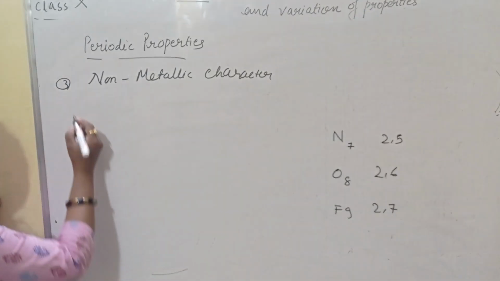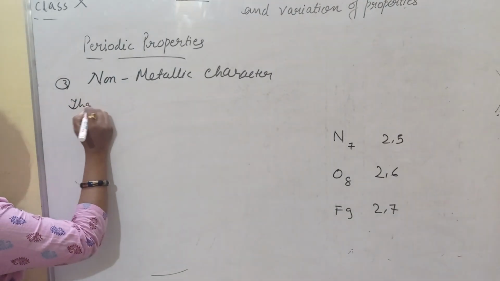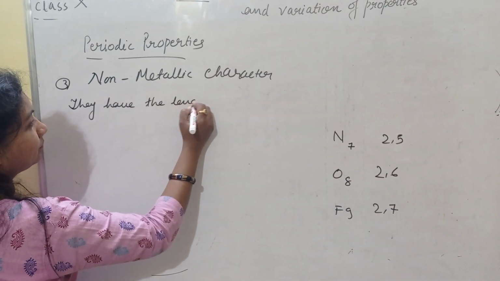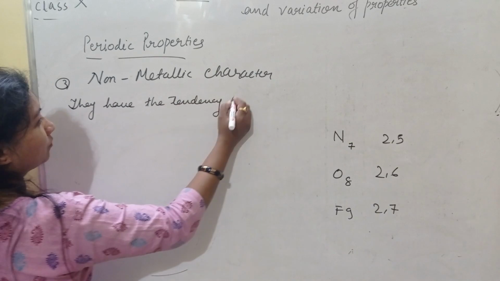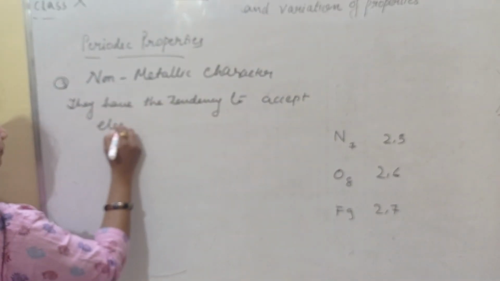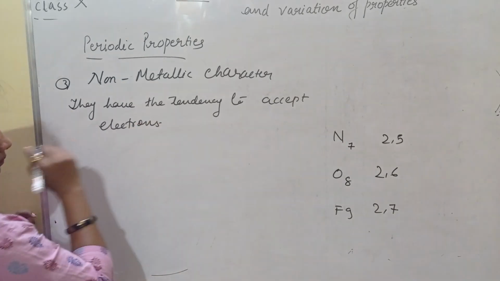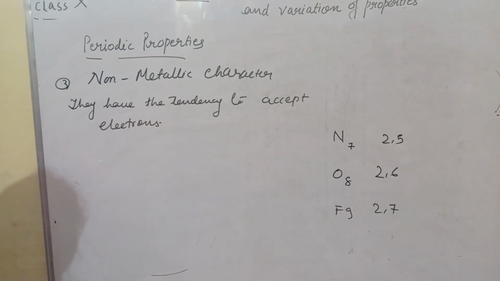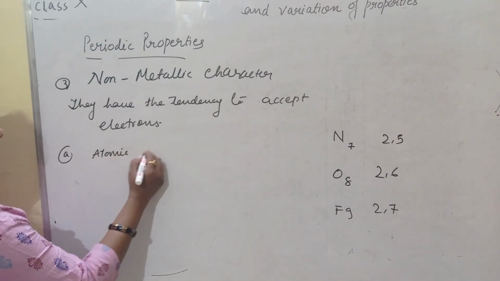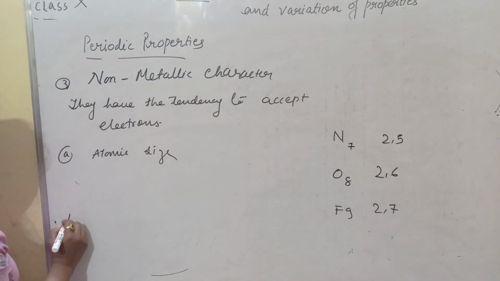So non-metals have the tendency to accept electrons. Again, it depends upon 2 factors: atomic size and nuclear charge.